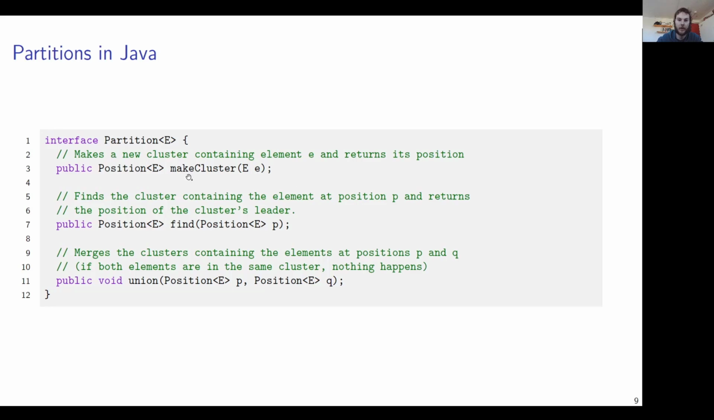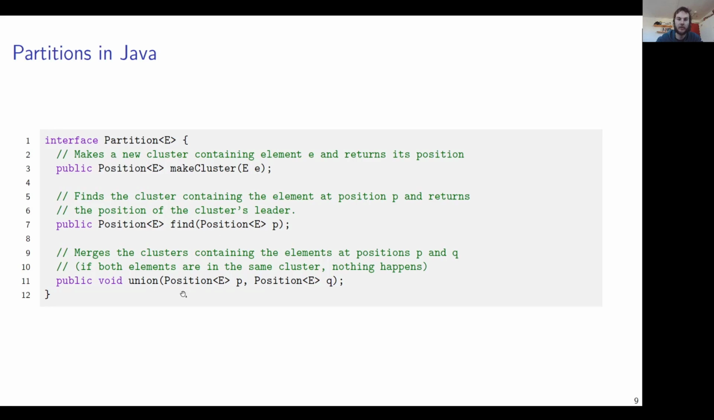So it can make a cluster starting with an element, E in this case. What it can also do is find the leader of a cluster. So in this implementation that you can also see in the book, it assigns a leader to each of the clusters. So one of the vertices in the cluster is the leader. And here, given some vertex, we're going to find the leader. And this is used to make sure that two things are in the same cluster, for example. If both have the same leader, then they're in the same cluster.